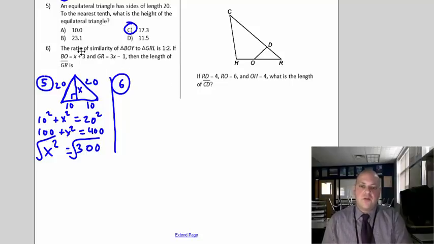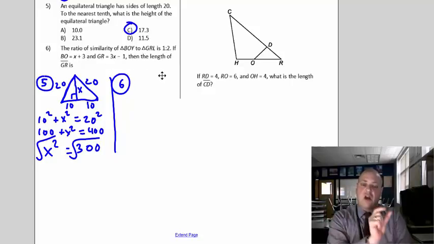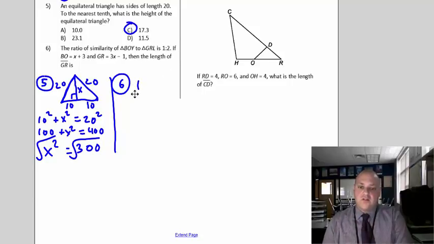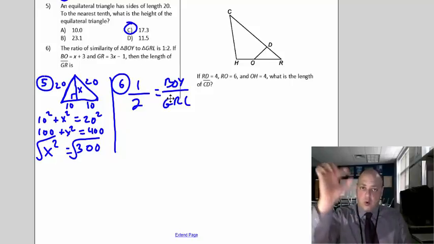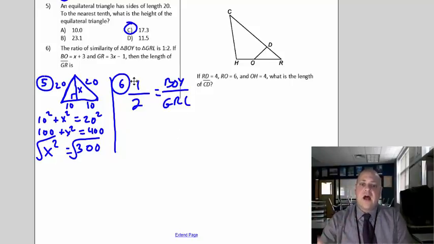All right, number 6, the ratio of similarity of triangle BOY to triangle GRL is 1 to 2. If BO is x plus 3 and GR is 3x minus 1, find the length of GR. So again, BOY to GRL is 1 to 2. So it's a 1 to 2 ratio when I do BOY to GRL. So anything when you're comparing BOY to GRL, as long as you're comparing corresponding sides, I can do a proportion of 1 to 2.